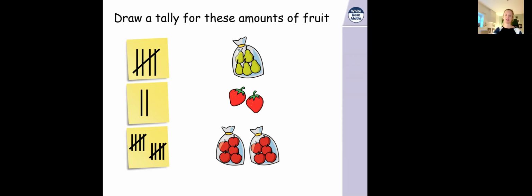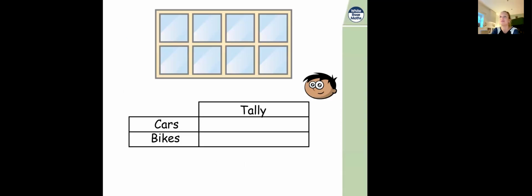Right. What's next? Oh, right, here we go. So here's a blank tally chart. And you will come across these again in a minute as well. Here's a blank tally chart. And Teddy's sat by the window.